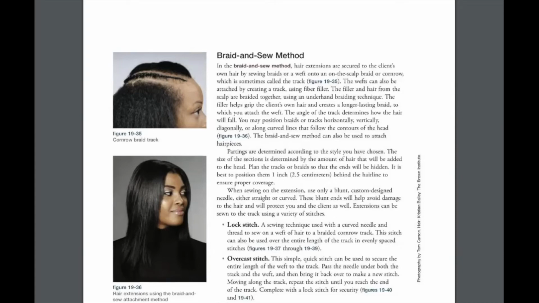With the braid and sew methods, you have lock stitch, overcast stitch, and double lock stitch, which we'll also go over in just a few seconds. And with the braid and sew attachments, you have different partings, side sections, hidden ends of the braids. You want to position the tracks 1 inch behind the hairline, and you have blunt custom designed needles.